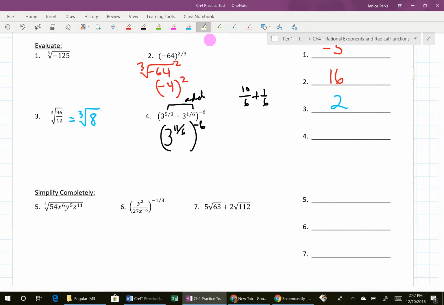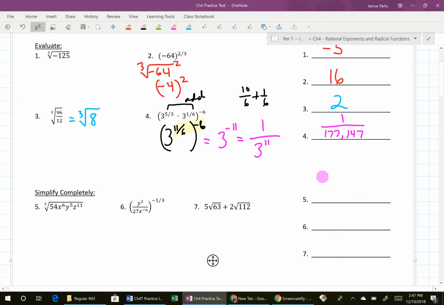The next part, when you have an exponent to another exponent, you can multiply those two exponents together. That gives you 3 to the negative 11, which is 1 over 3 to the 11th power, which is 1 over, and then when you put 3 to the 11th in on your calculator, which is 177,147, and that's in the denominator. Make sure your fraction bar is long enough to cover all of the numbers.